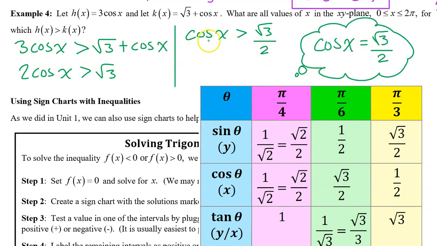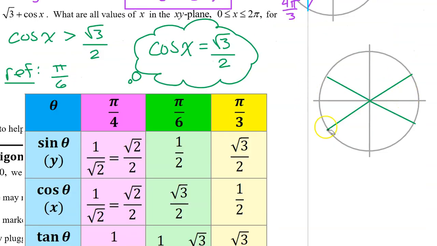Before we get to where cosine x is greater than radical 3 over 2, we need to start by thinking about where cosine x is equal to radical 3 over 2. We can find the reference angle by asking the cosine of what is radical 3 over 2. We have memorized that the cosine of pi over 6 is radical 3 over 2, so pi over 6 is the reference angle. On the interval from 0 to 2 pi, here are the 4 angles with a reference angle of pi over 6.